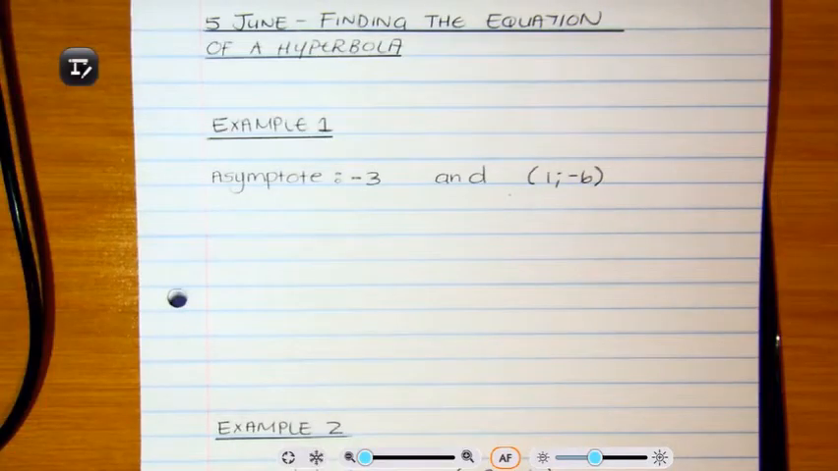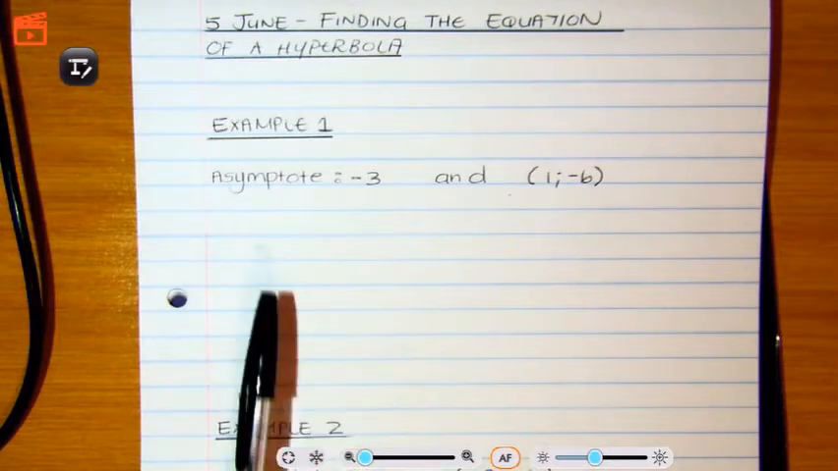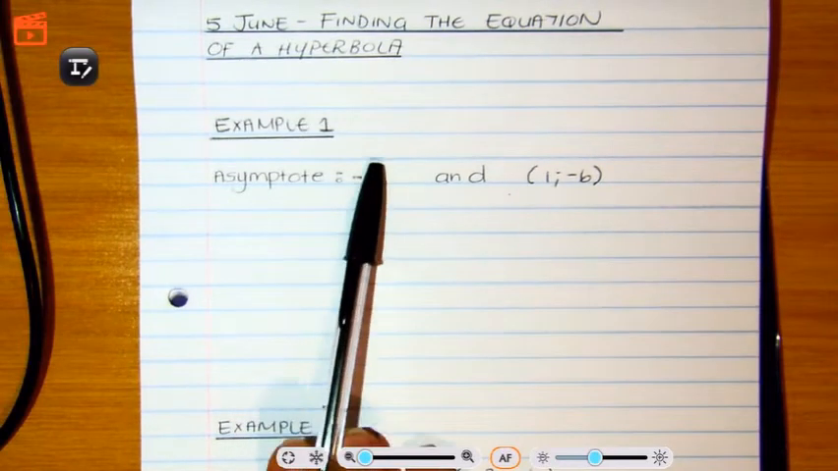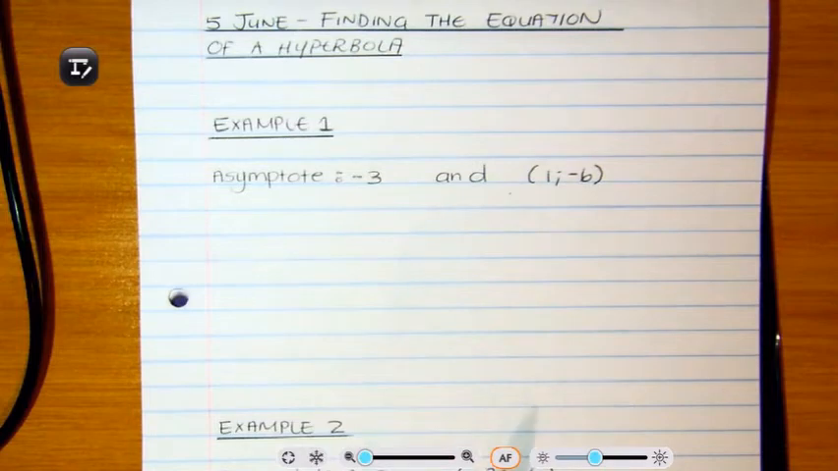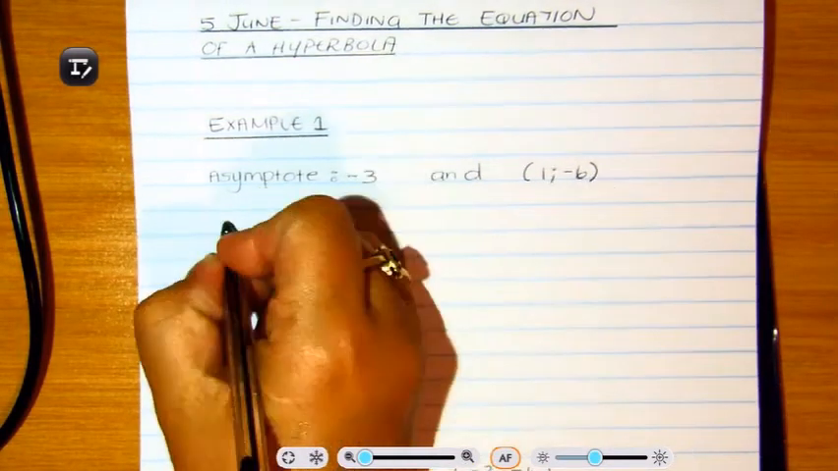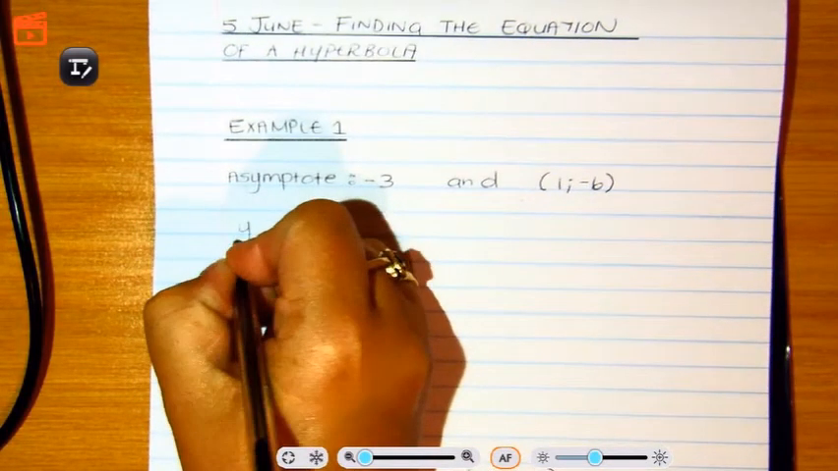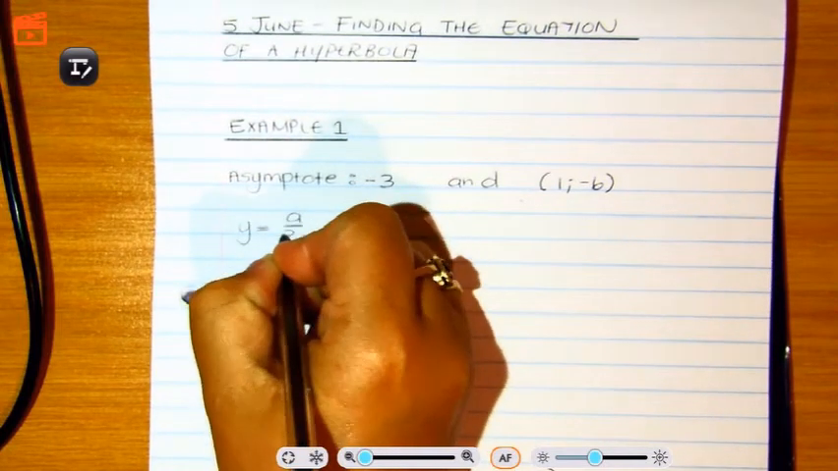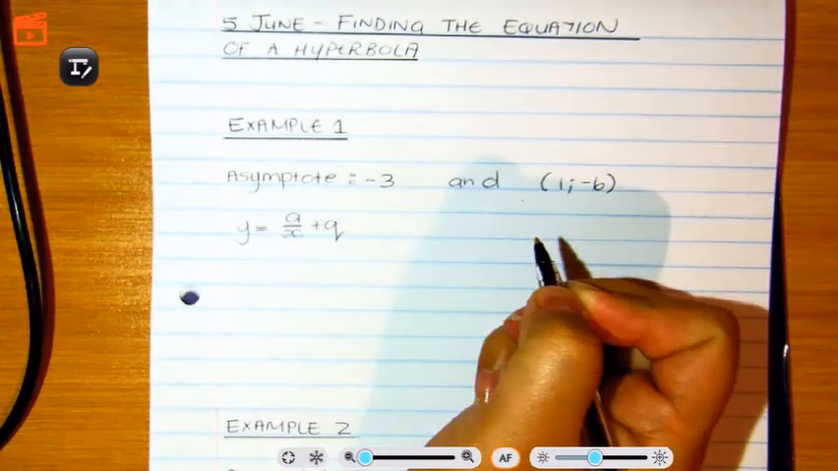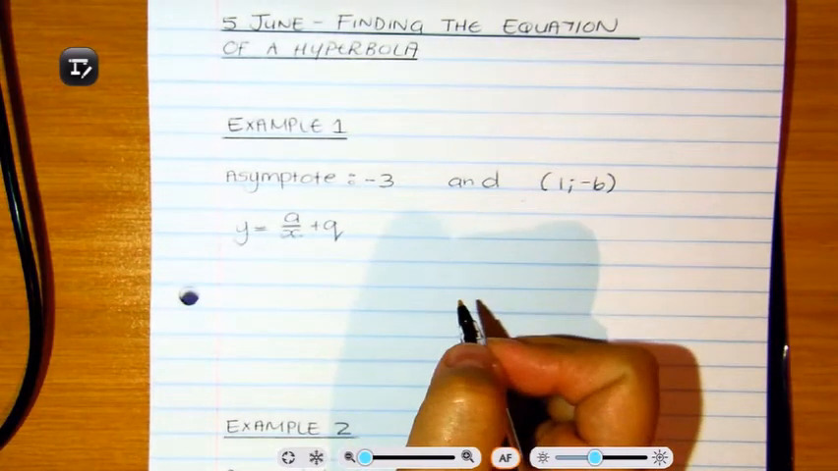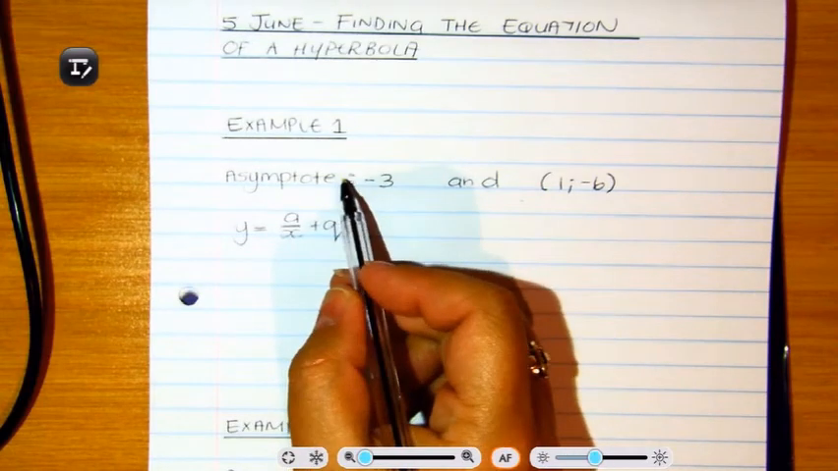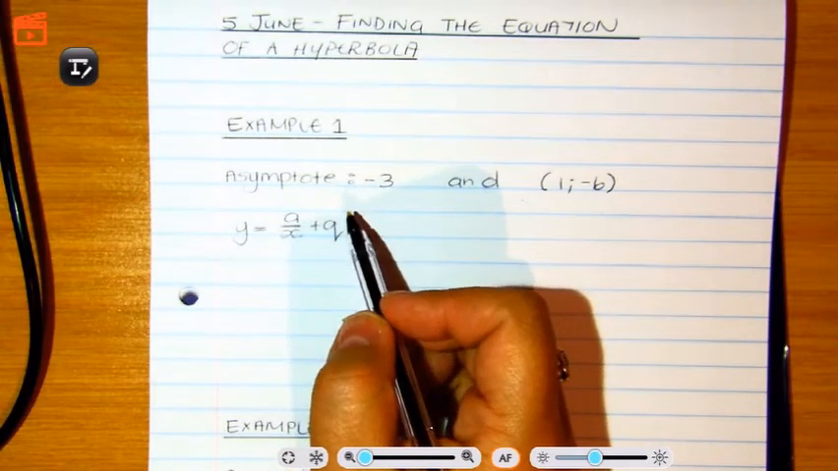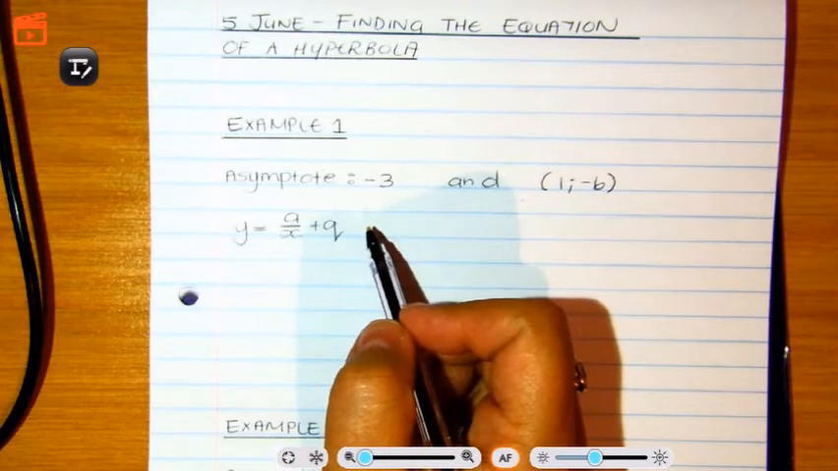Alright, grade 10. So the first example that we're going to do, you saw there that there was an asymptote at -3, and we were given one other coordinate which is (1, -6). So my first step is to write in standard form. I'm going to say y is equal to a over x plus q, and that's my standard form for a hyperbola. The next thing I need to notice is my asymptote is at -3. So remember, your asymptote is a line that the hyperbola will never touch, but it comes very close.